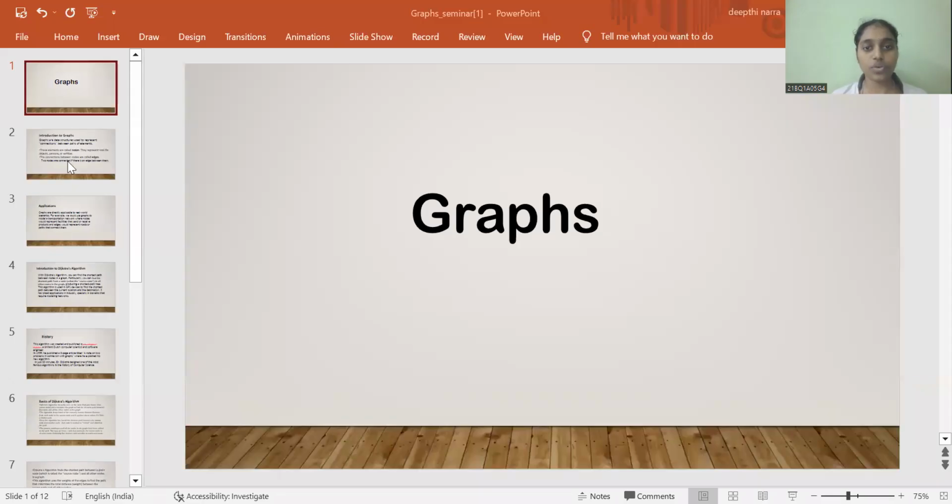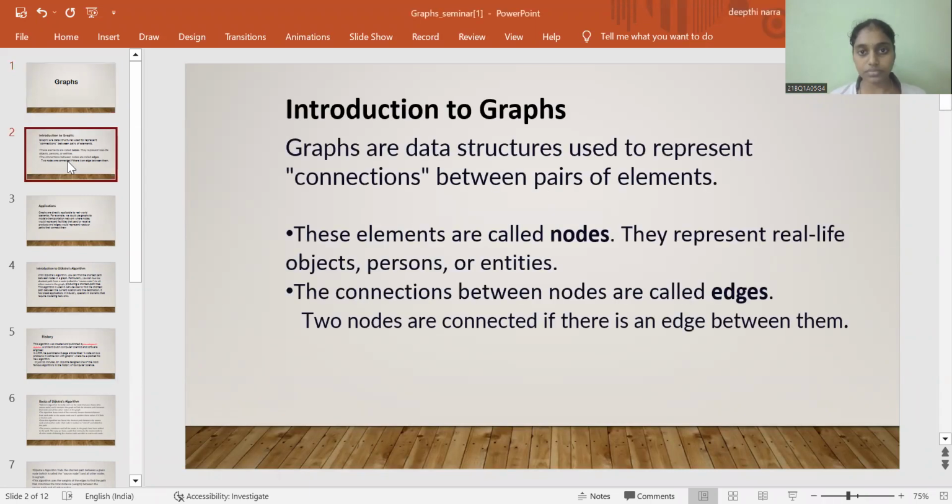So first of all, we will see what is meant by graphs. Graphs are data structures used to represent connections between pairs of elements. These elements are called nodes. They represent real-life objects, persons, or entities. The connections between nodes are called edges. Two nodes are connected if there is an edge between them. Here we will notice that if there are n vertices, we will have n minus 1 edges.